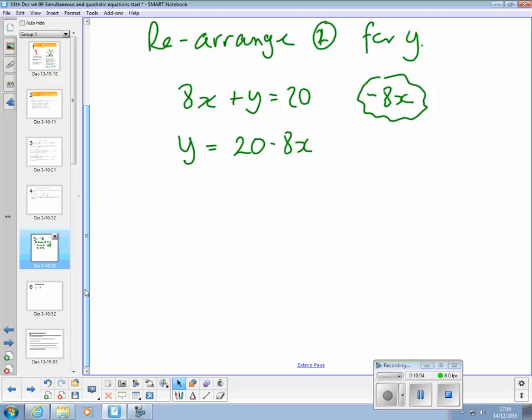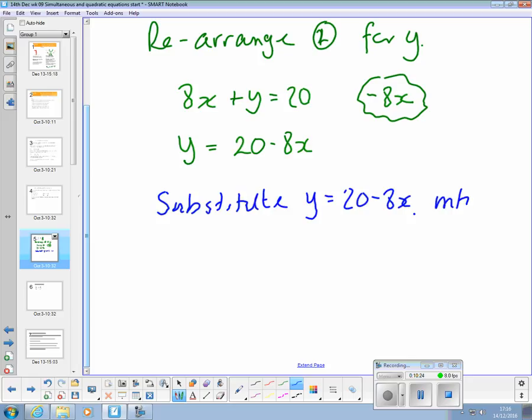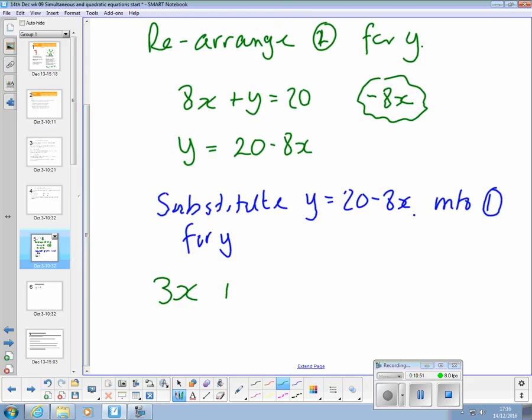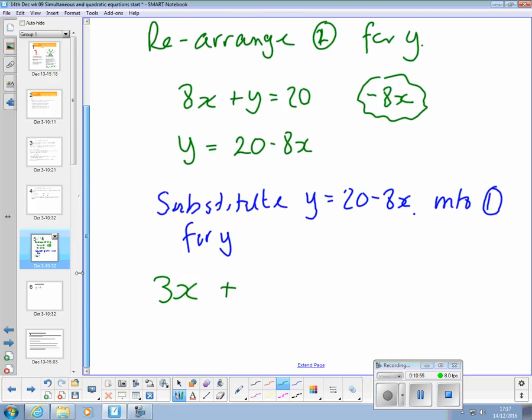The next step is to substitute in y equals 20 minus 8x into equation 1, the other equation, for y. So what that means is, write out equation 1, but wherever you see y, instead of writing y, you write 20 minus 8x. So we've got 3x plus 2y, so we put a 2 and then some brackets, 20 minus 8x is equal to 14.